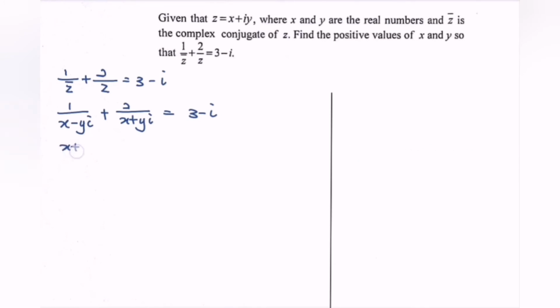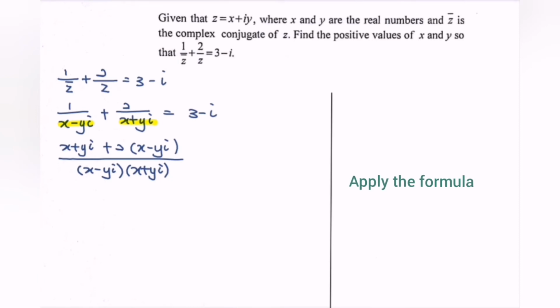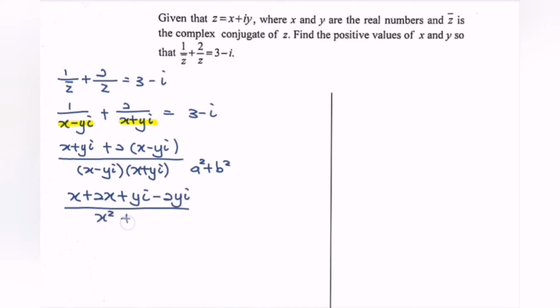So we will have x plus yi plus 2 multiplied by x minus yi over the denominator. In this case, kindly refer to x minus yi multiplied by x plus yi. Here they are conjugates of each other, so we apply the formula a squared plus b squared. Simplify the situation: we will have x plus 2x plus yi minus 2yi over x squared plus y squared equals 3 minus i.